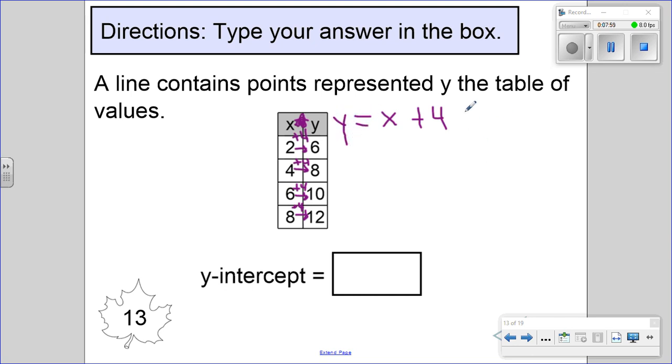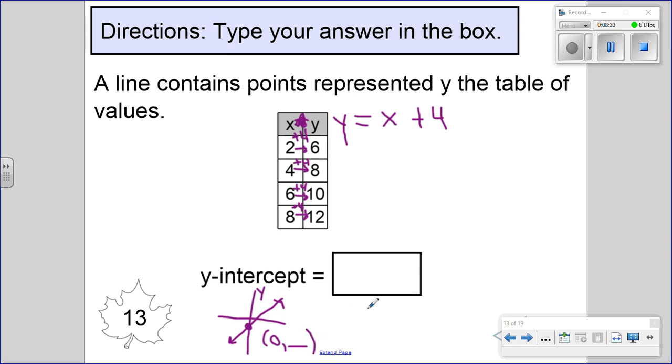So this is the equation represented by the table, but the question is asking us for the y-intercept. So remember, your y-intercept is that point on the graph where your line and the y-axis cross. So the y-intercept is this point where those two meet. The y-intercept always has an x value of 0. And that y value is what represents your y-intercept.